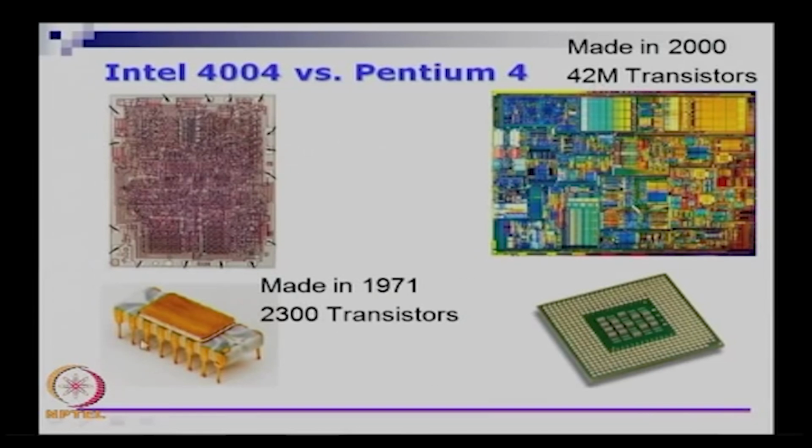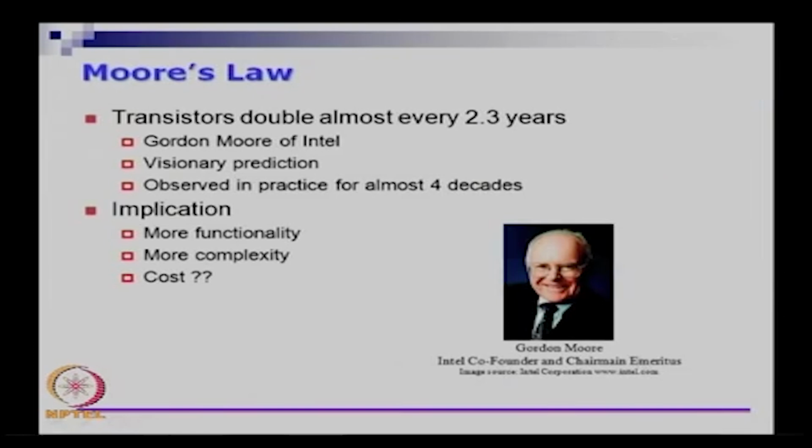So, in this one you can see the package here. It probably has about 20 or so external connections, whereas a Pentium 4 has hundreds of connections for input and output to the external world. All of this was possible because of what is called Moore's law. Moore's law essentially says the number of transistors doubles almost every 2.3 years.